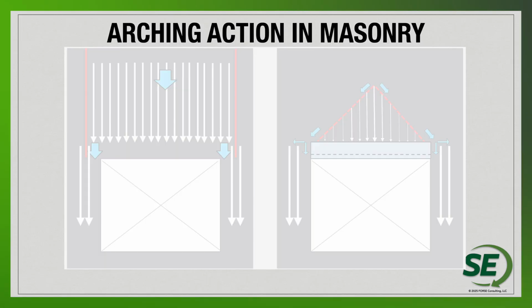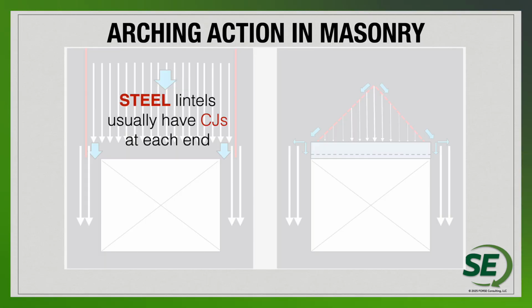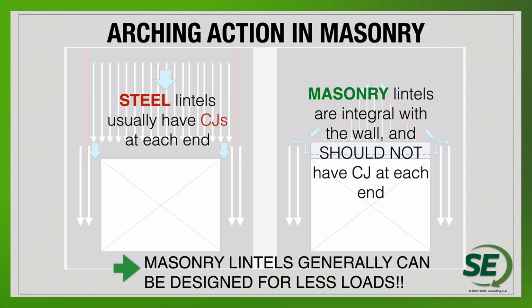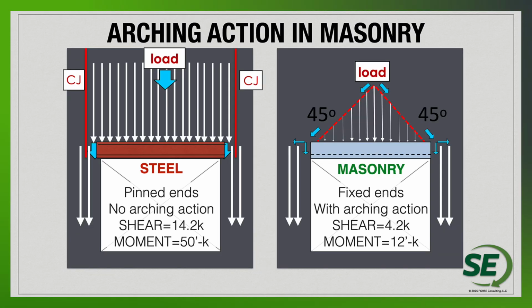So again, steel lintels have control joints at each end. They really should for a variety of reasons. And masonry lintels or precast lintels don't have to have control joints. They shouldn't have control joints at each end, which really does change the overall analysis quite a bit. And there again, you can see some of the force comparisons.